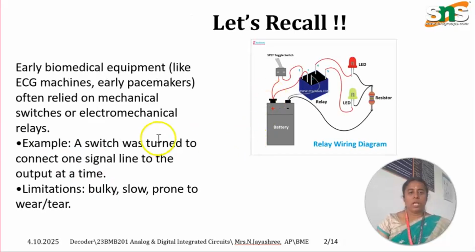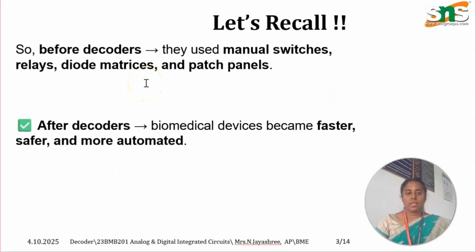So let us recall early biomedical equipment like ECG and pacemakers often relied on mechanical switches or electromechanical relays. The switch was turned to connect one signal line to the output at a time. So the limitation is what? Bulky, slow and prone to wear. Before the decoders, they used manual switches, diodes, relays and patch panels. After decoders, the biomedical devices became faster and safer and more automated.